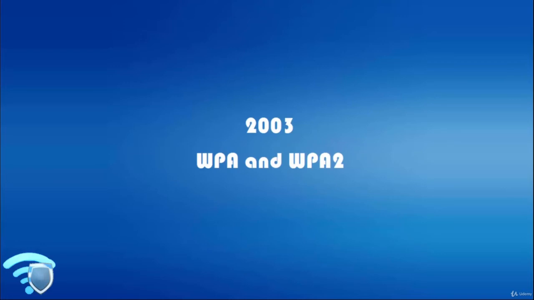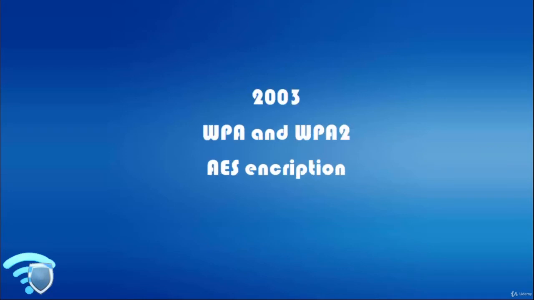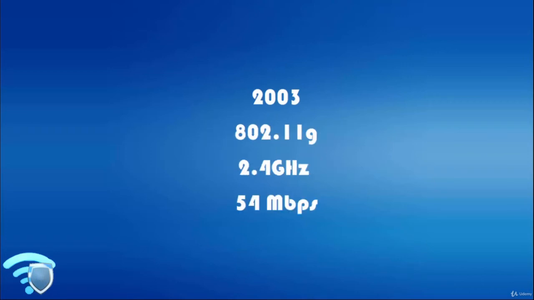To fight this, in 2003, the Wi-Fi Alliance announced WPA, followed by WPA2, which both use AES, Advanced Encryption Standard, instead of the RC4 encryption algorithm. 2003 also saw the introduction of 802.11g, which worked in the 2.4 GHz range and could transmit at 54 Mbps.